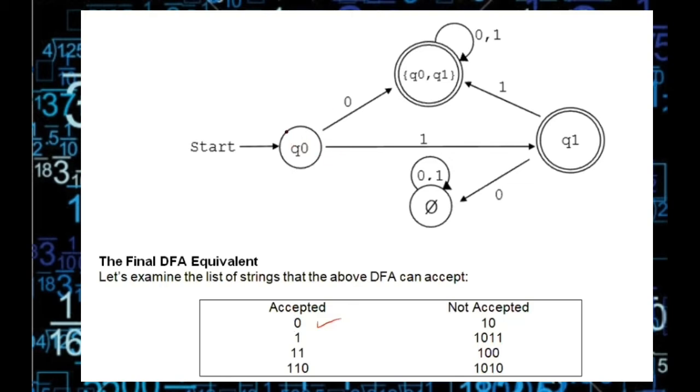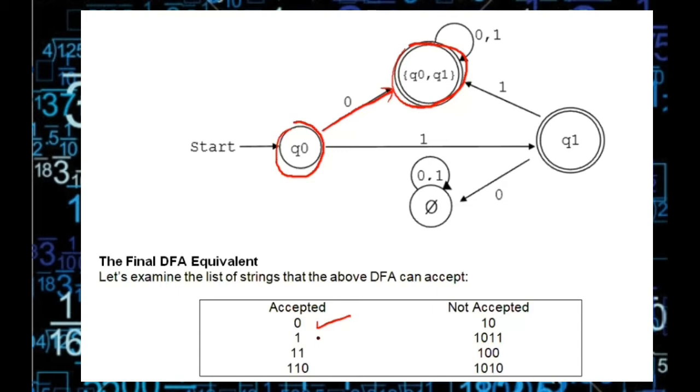So we have here, these are all the inputs. So if we have here starting state Q0, then mag-i-input ka ng 0, nag-end up ka dito sa Q0, Q1. So yung Q0, Q1 na to ay final state. So mathematically considered natin to as accepted string of this DFA.